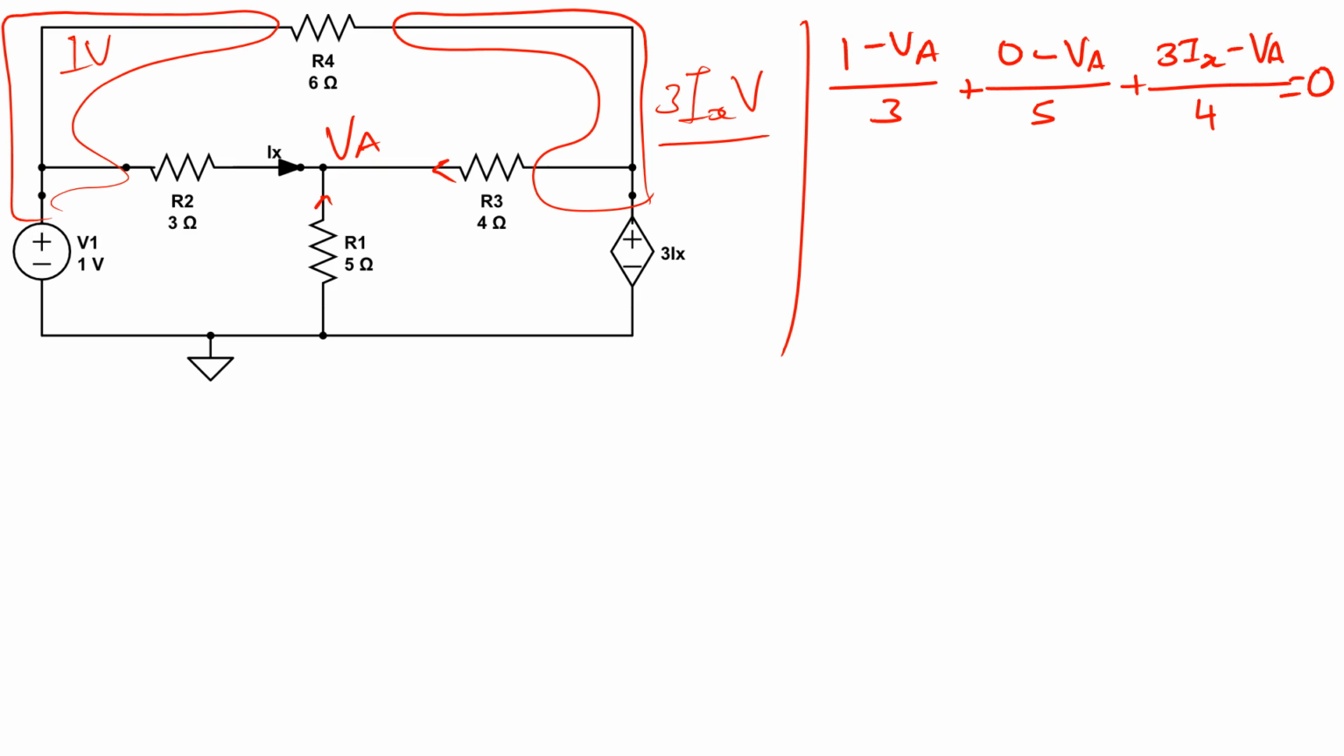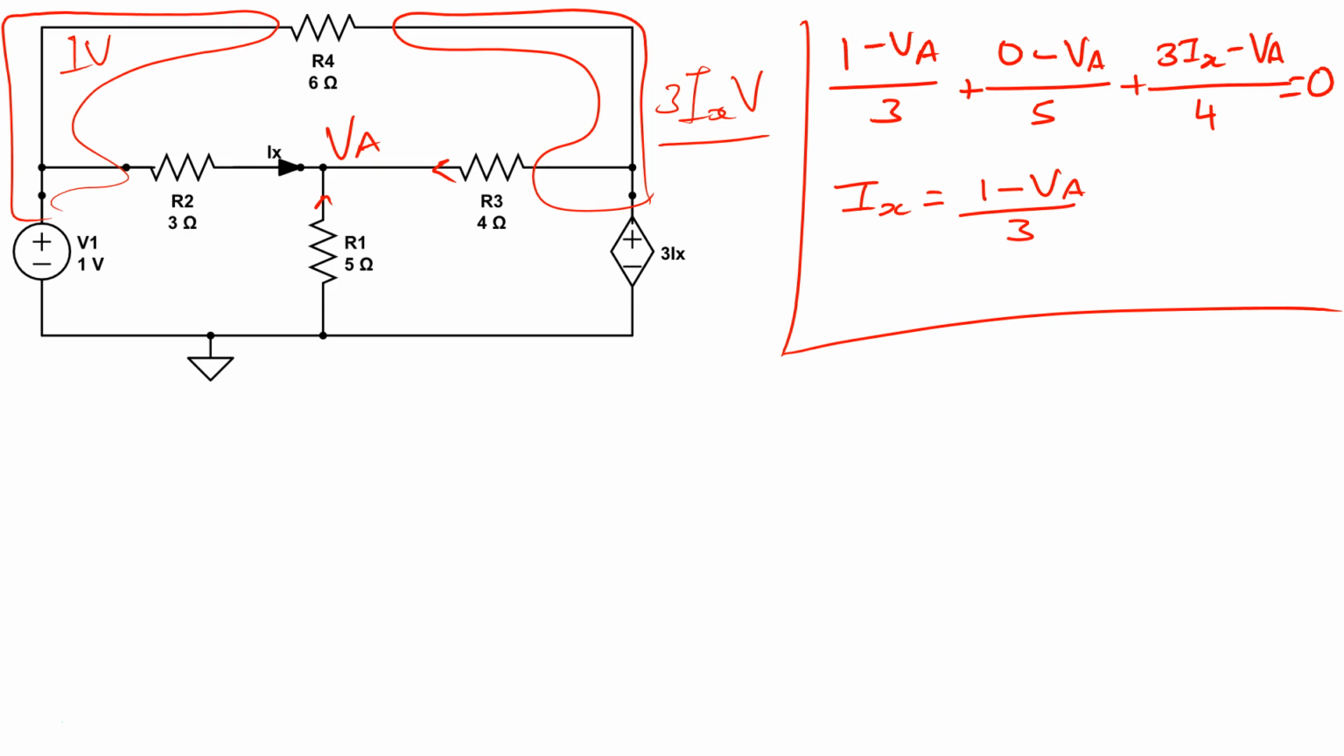Now again, I need to find Ix in terms of my nodal voltages. So here I have to look at what is Ix in terms of the different voltages at the nodes. So I can see here that Ix is equal to 1 minus VA over 3. And now I have two equations and two unknowns, and I could solve the circuit for VA and Ix as well.